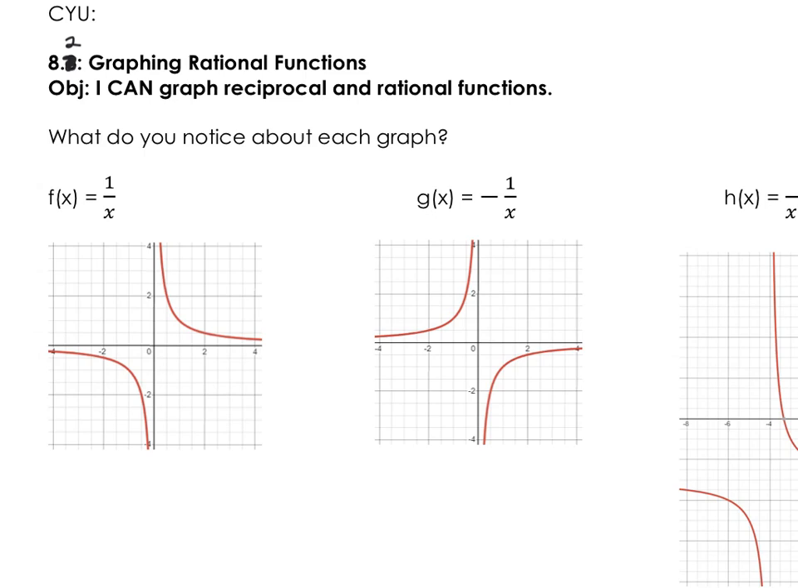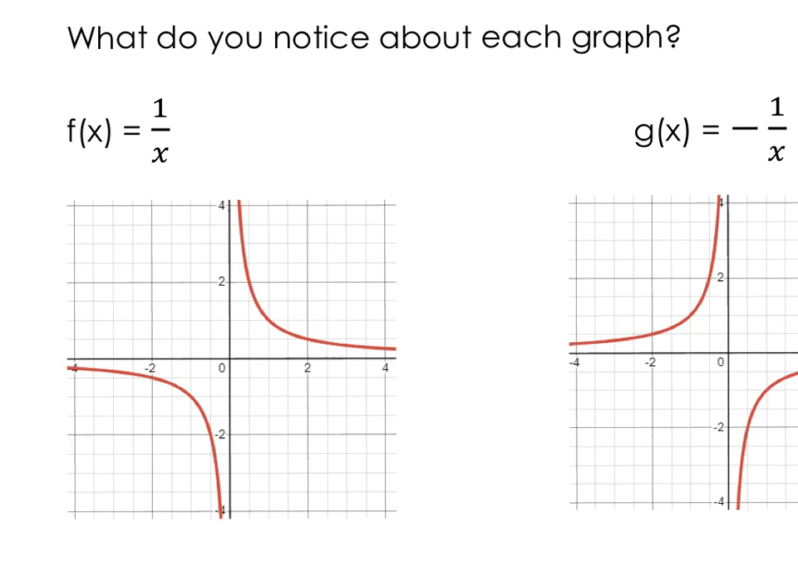Our final lesson in Chapter 8 brings us back to 8.2. We're going to take a look at what graphs of rational functions look like. In this lesson, we originally were going to do reciprocal and rational functions, but we're going to stick with mainly reciprocal functions just to get an idea of what the sketch of each graph might look like. Taking a look at some graphs that are already created, what do you notice about each graph?